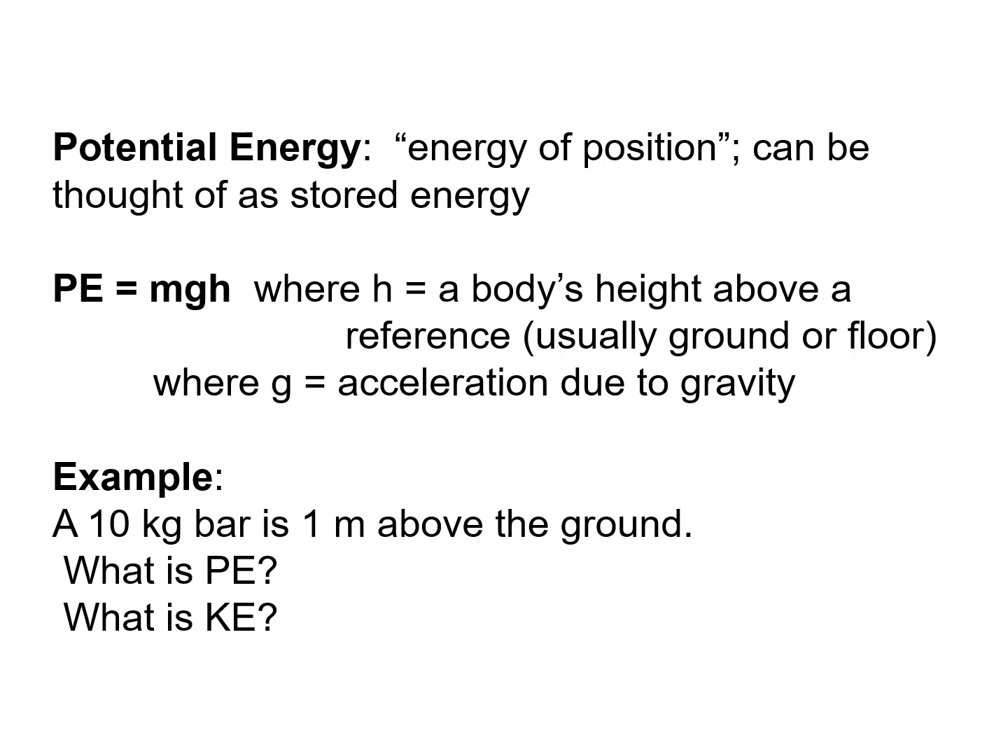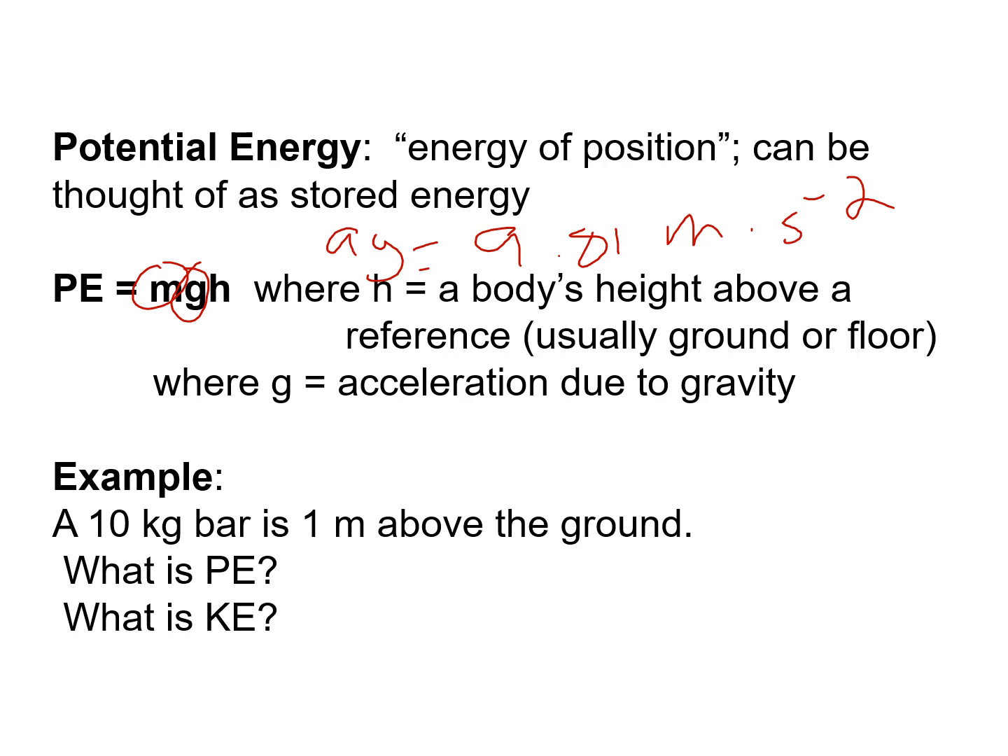has. So potential energy is equal to mass times gravity times height. Remember, the acceleration of gravity is equal to 9.81 meters per second squared. And h is a body's height above a reference, usually the ground or floor. And once again, gravity is acceleration due to gravity.